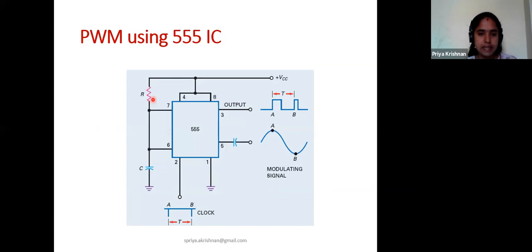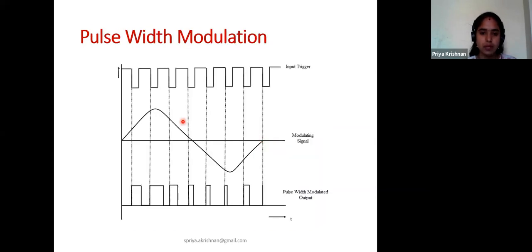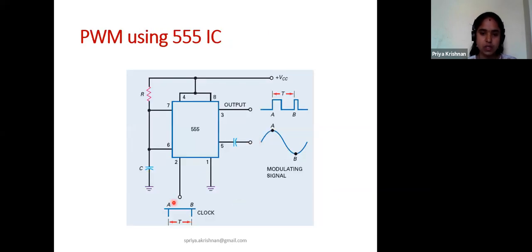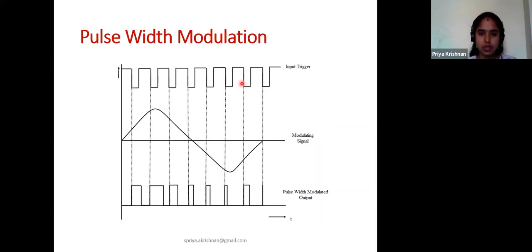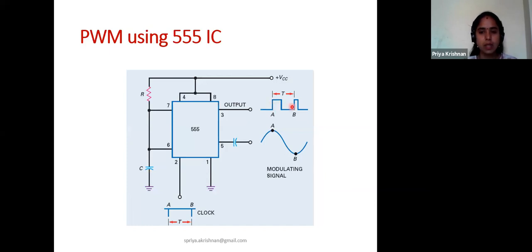So what I have here is the same: the timer connected as a monostable multivibrator. Pin 2 is given for the trigger input, then the capacitor for charging, and R to charge the capacitor to maintain the time constant. Pin number 5 is connected to the sine wave input. The sine wave input is a modulating input. What I connected to pin number 2 is my trigger input. So what will I get in my output? I'll get the pulse width modulator output.